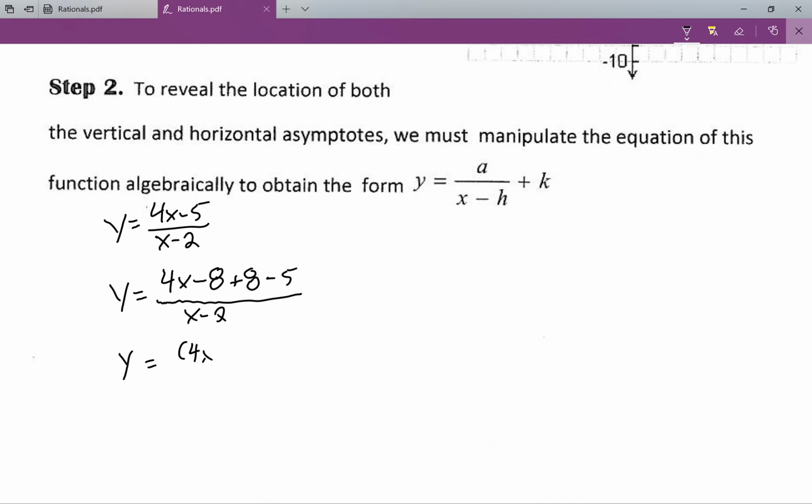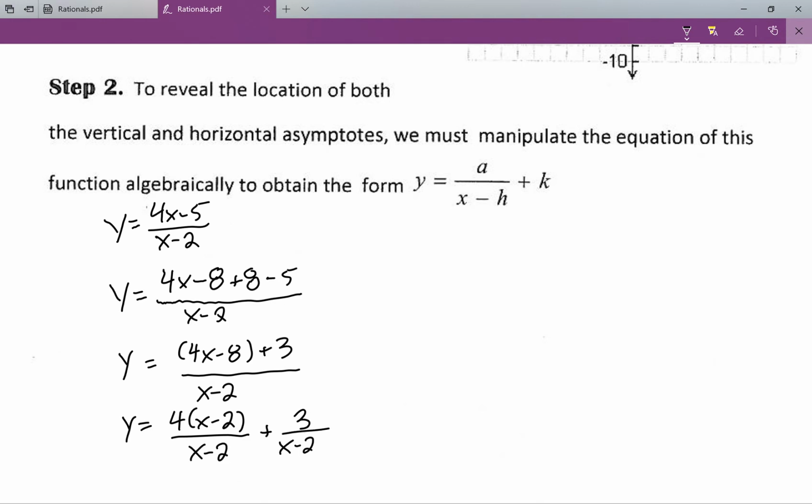I capture my first two, 4x minus 8, plus 8 minus 5 is plus 3, all over x minus 2. I then factor the 4 out, 4 times (x minus 2), all over (x minus 2), plus 3 all over (x minus 2). Separating my fractions right there, that gives me the cancellation that I'm looking for, and I get y equals 3 all over (x minus 2), all plus 4.